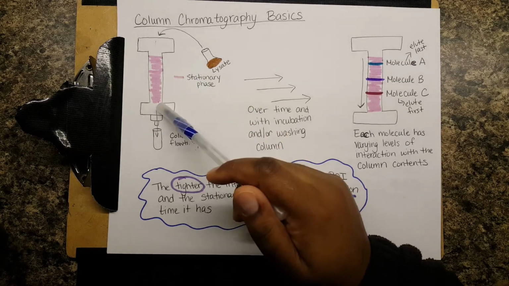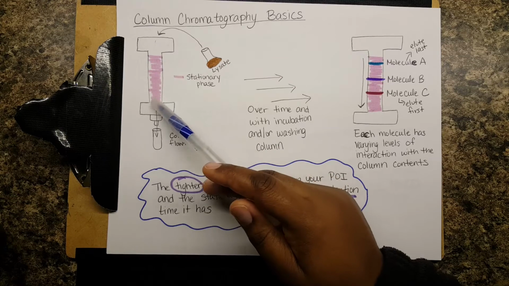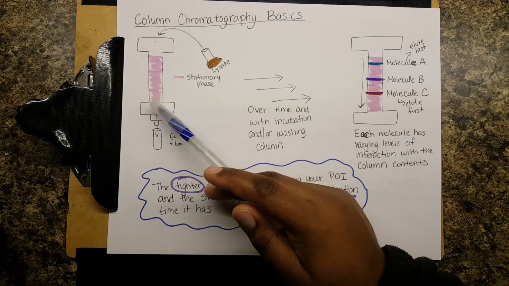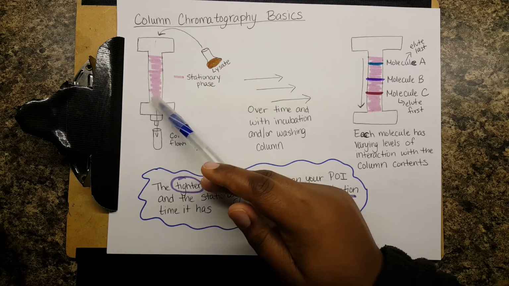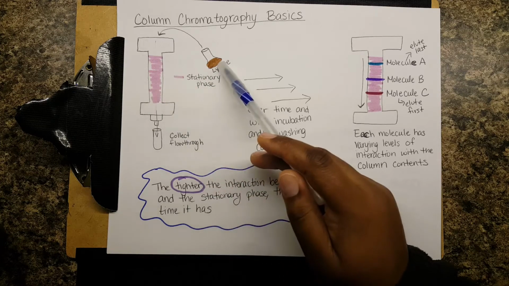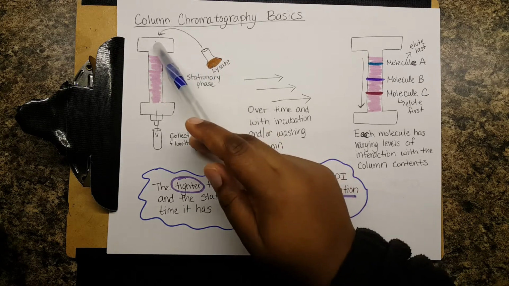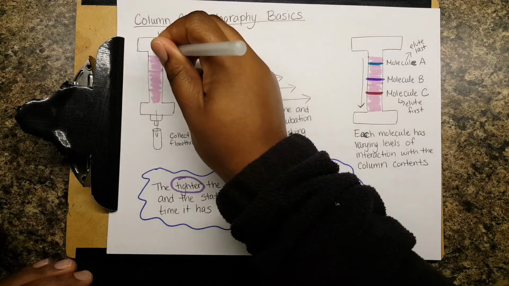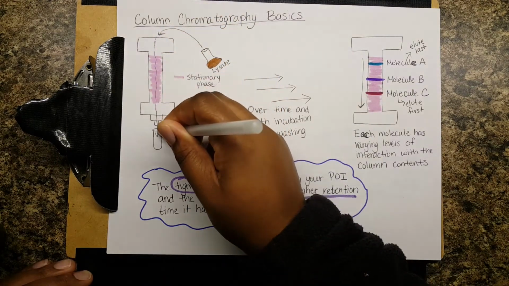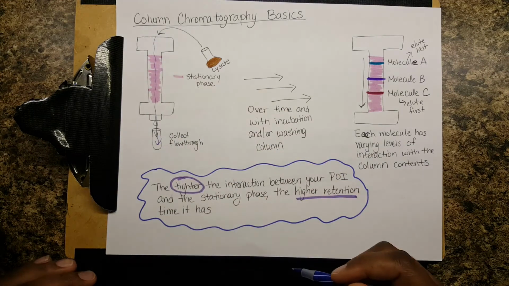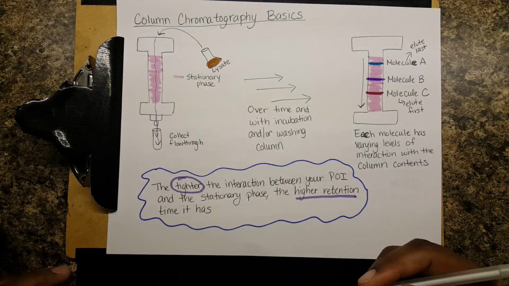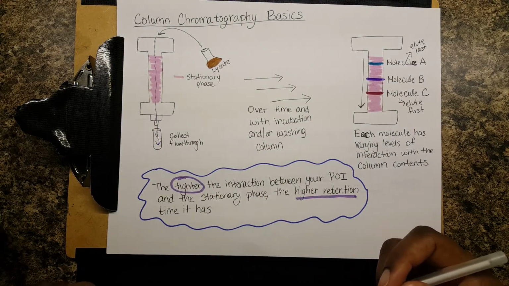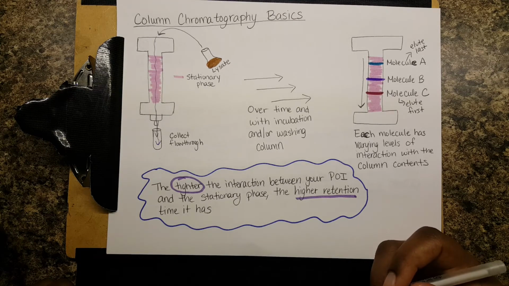So you have a column. This pink here, this is the stationary phase. So whatever resin you're using, this is where it is. You take your lysate, you apply it to the column, and it will slowly trickle through, and you collect the flow through. So everything that didn't bind to the column, you're going to collect all that. Keep it, but hopefully you don't need it.